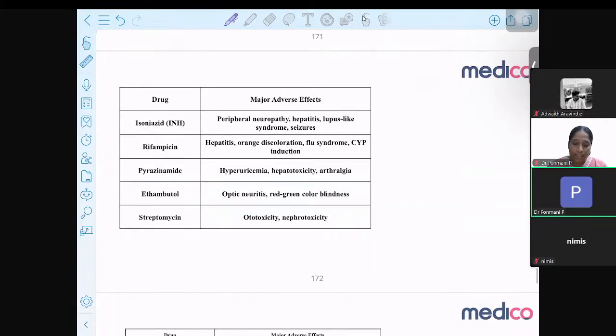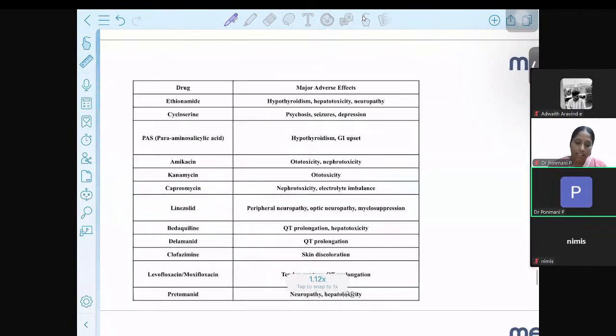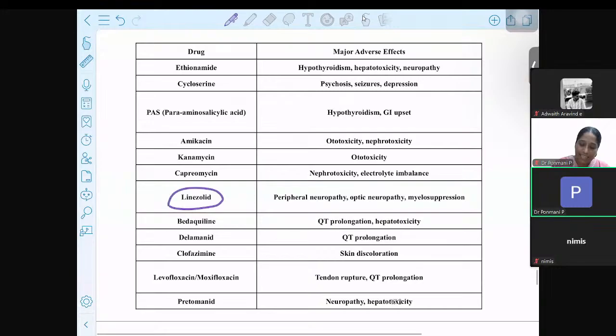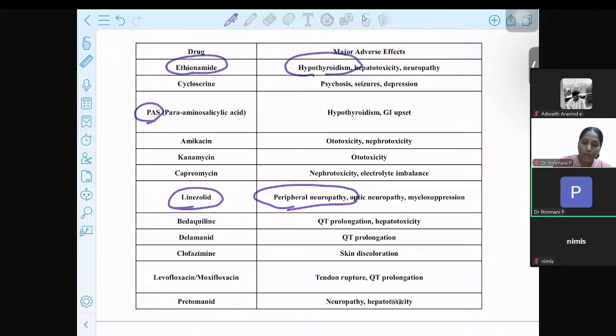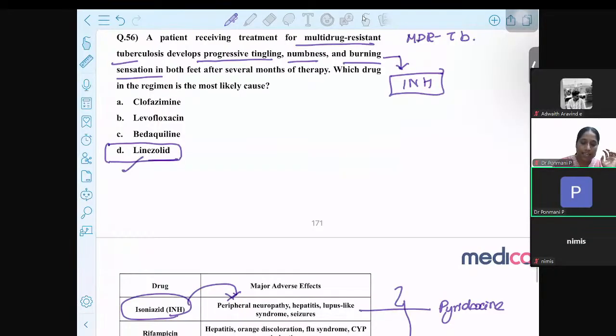Okay, so I will put the table again for you. This is the table yesterday we saw, right? In this, INH is the one causing peripheral neuropathy, and for that you're going to give pyridoxine, this we already know. There is one more drug which causes peripheral neuropathy, which is linezolid. Yesterday, we saw one more adverse effect, hypothyroidism, which is seen with the two drugs, PAS and ethionamide. So please do not forget, there are two drugs which cause peripheral neuropathy, linezolid and isoniazid. And hence, the answer here is linezolid.